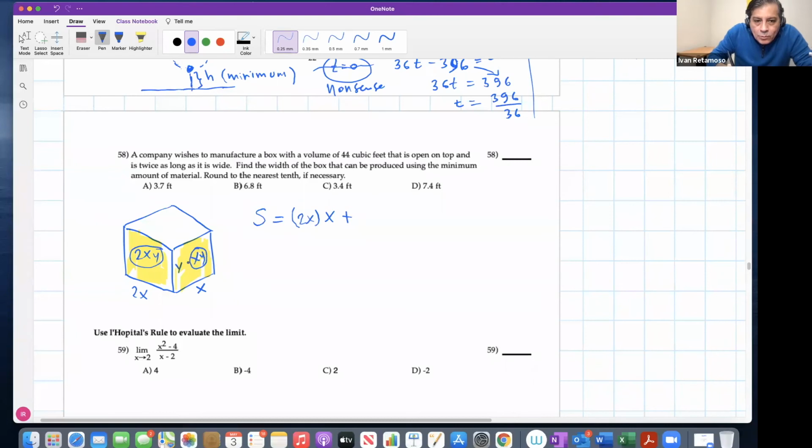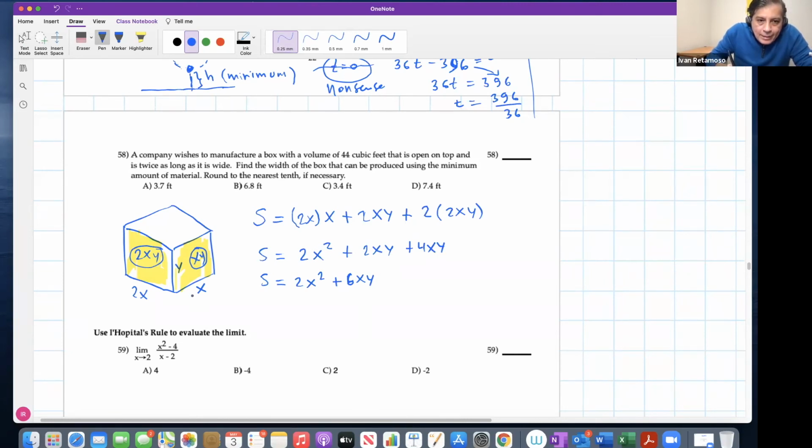Plus twice this, because there is one face here and the other face on the back, so twice xy, plus twice this, because there is one face here and one face on the back, so twice 2xy. So this is what we are supposed to minimize: 2x squared plus 2xy plus 4xy. Notice this together: 6xy.